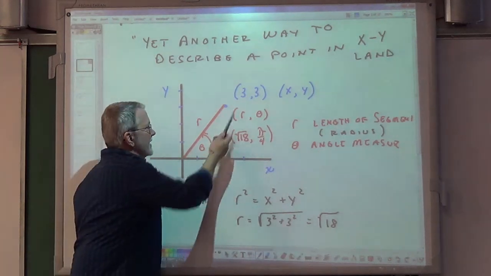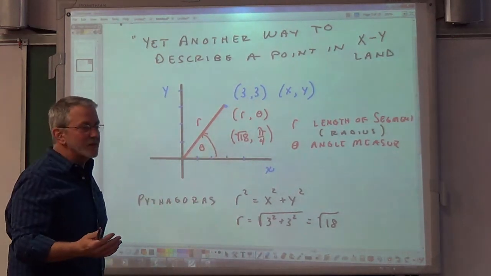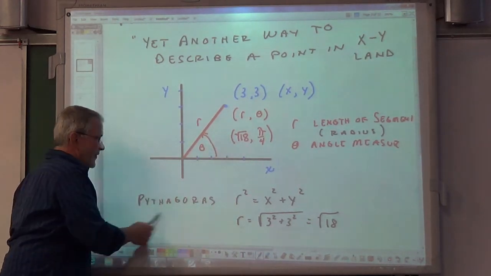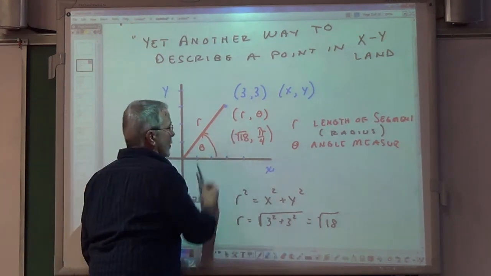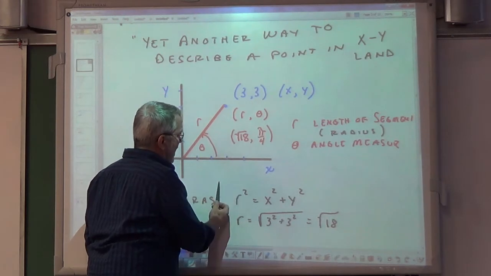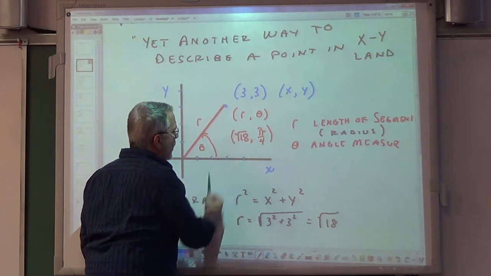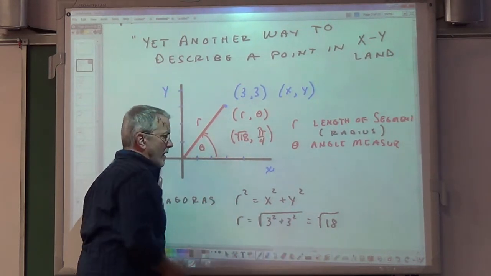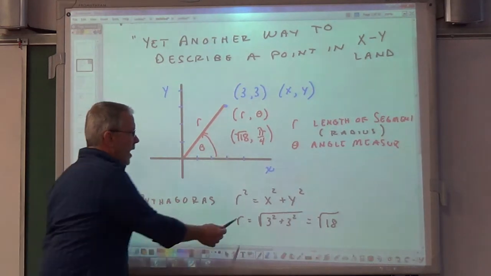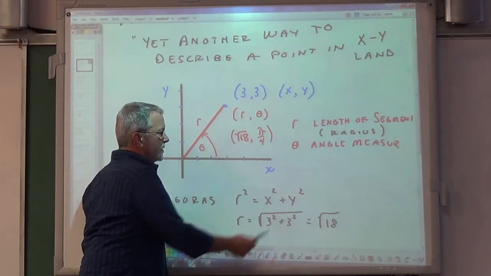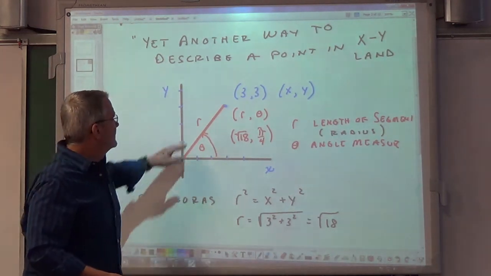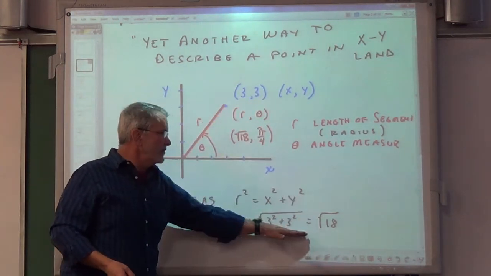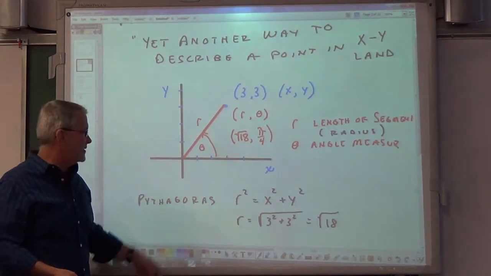So if r is the length, how do I find length in XY land? I'm going to use Pythagoras' theorem, which tells me r squared equals this x value squared plus that y value squared. Therefore, r is the square root of 3 squared plus 3 squared, or the square root of 18. Easy enough. Don't forget what you studied in the 5th grade, Pythagoras' theorem.